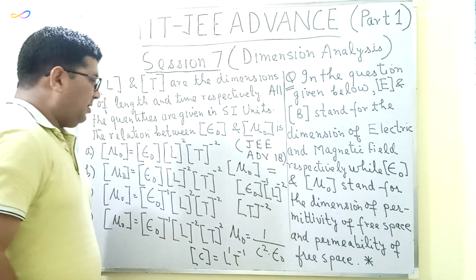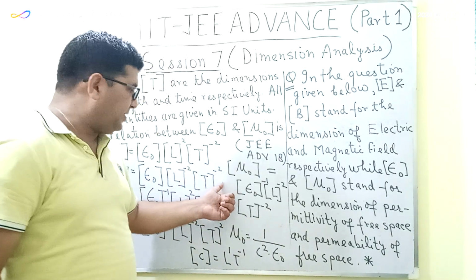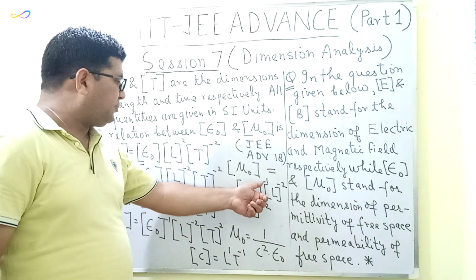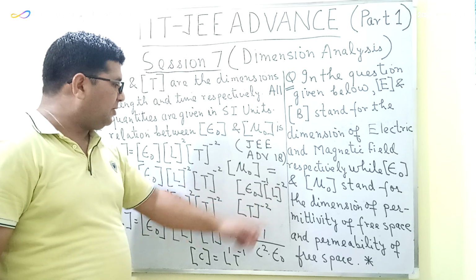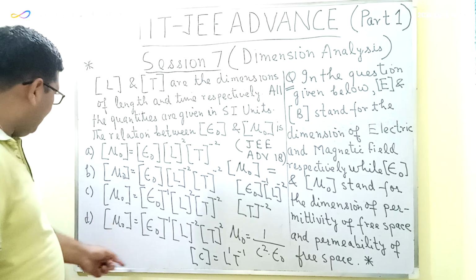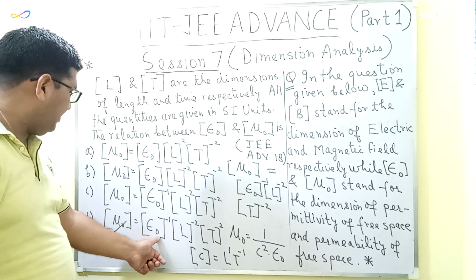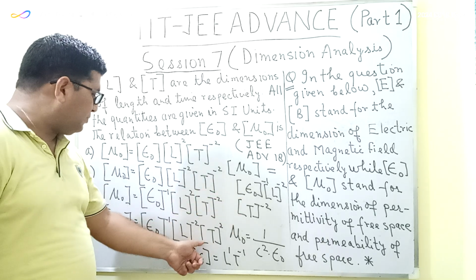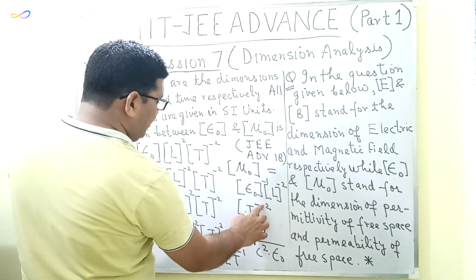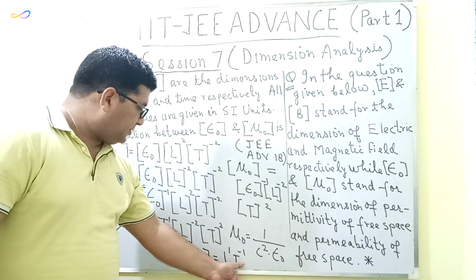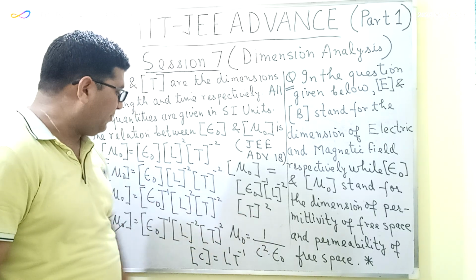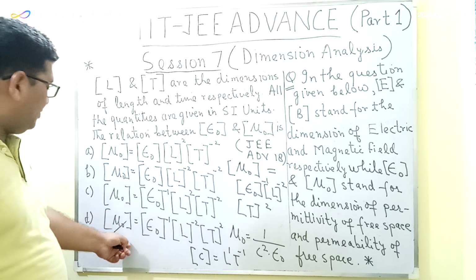So from here, by using the principle of homogeneity, we can say that mu naught will be equal to epsilon naught to the power -1, then L to the power -2 and T to the power, sorry, this will be T to the power 2, because here T is -1 in the denominator. So when I bring it up to the numerator, it will be T to the power 2. So from here the correct option is option number D.